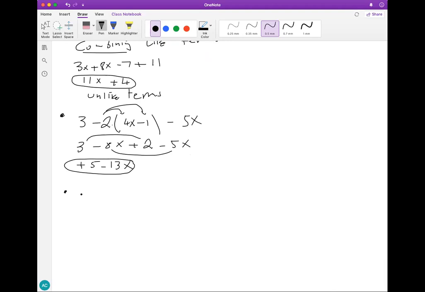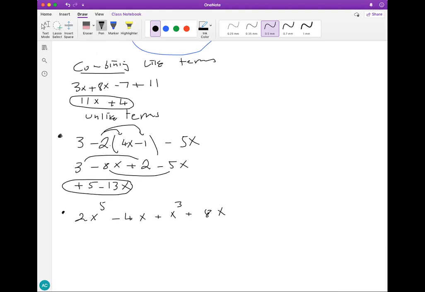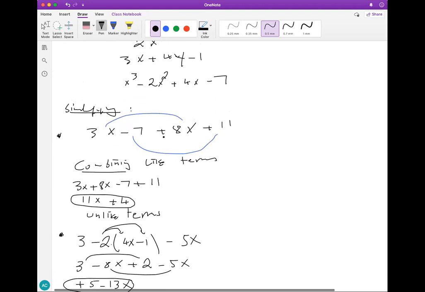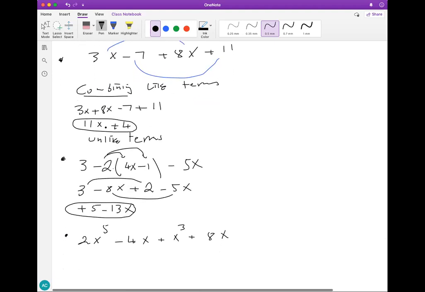So you may run into something like this. 5x minus 4x plus x to the third plus maybe 8x. So we have an algebraic expression here with 1, 2, 3, 4 terms. We're going to see if we can simplify this, make it shorter with fewer terms. Notice that when we simplify, you end up with a much smaller expression. For example, here we had 1, 2, 3, and 4. We simplified it into just 2 terms. So it's better to have a simple expression like this.